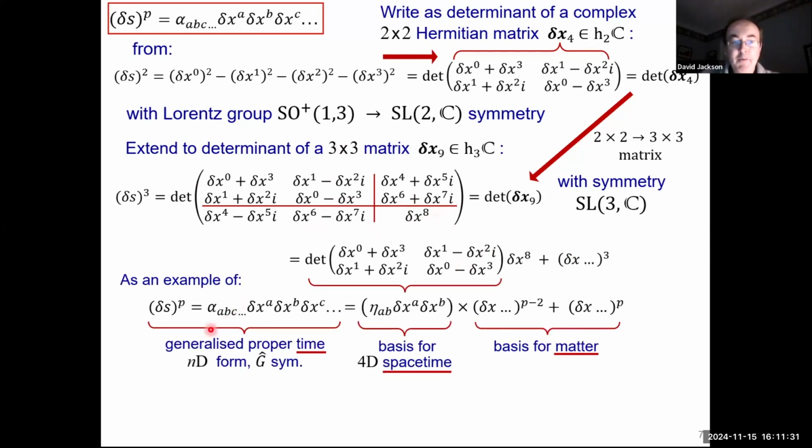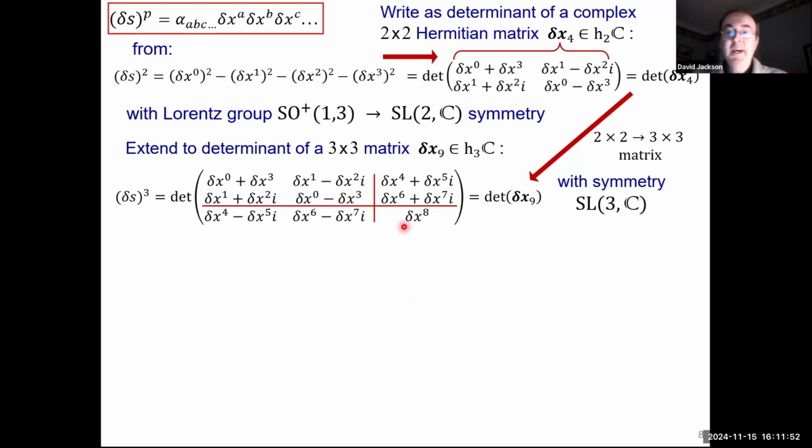So this is a simple example of what I had on the last slide, where this generalized form of proper time will contain the 4-dimensional space-time part as a factor, as it is here, and then some other residual part, and all the extra parts here will be the basis for matter. So all these parts out here are the basis for matter, and this is the space-time part here.